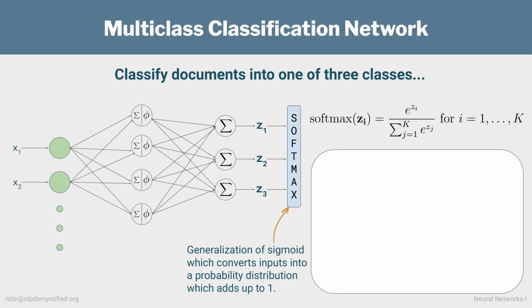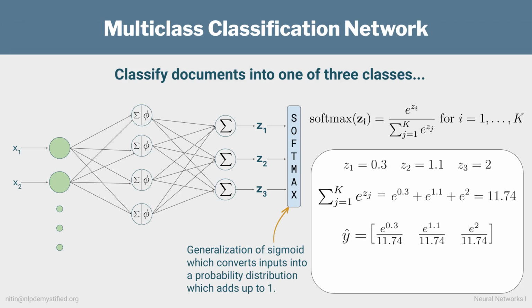Let's look at an example to illuminate this. Let's say these three values are what our network outputs. The denominator would be calculated like so: e to the power of 0.3 plus e to the power of 1.1 plus e to the power of 2, which works out to 11.74. The individual components then would be calculated like this. Each numerator is e raised to the power of the respective z component. And that leads to this probability distribution where the components together add up to 1. In this case, the network outputs a prediction signaling the third class is the most probable.